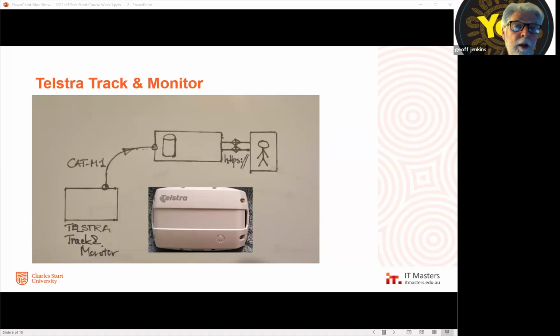Yeah, so this device has a Telstra SIM card in it. You can't even find out the phone number of that SIM card.